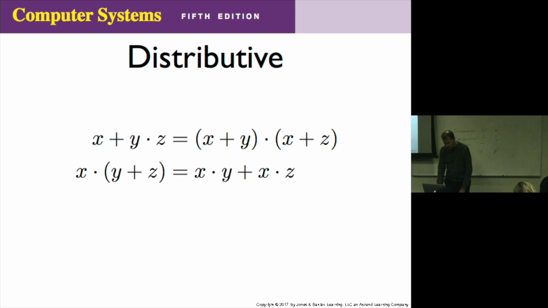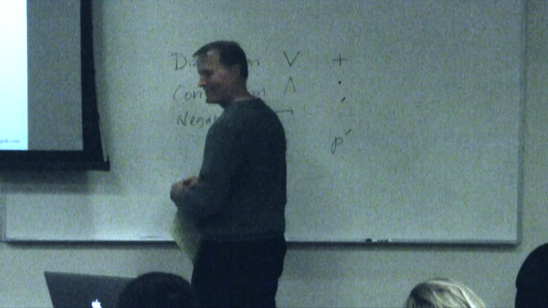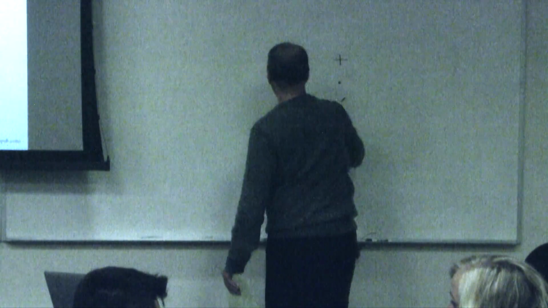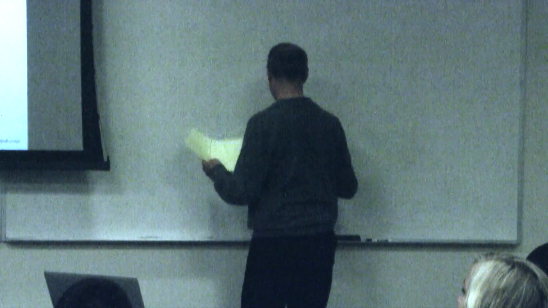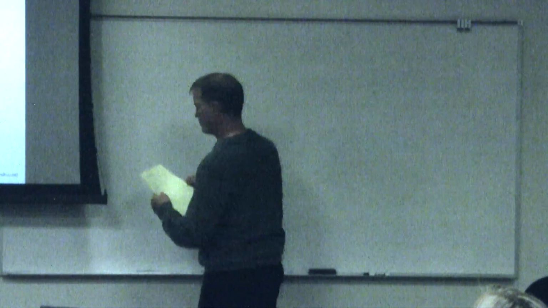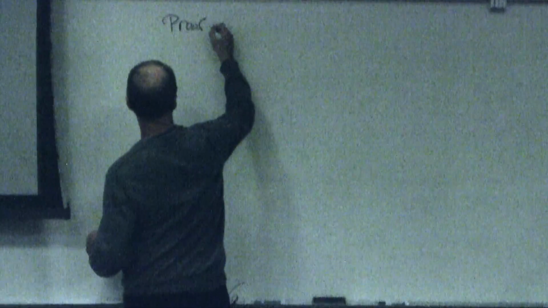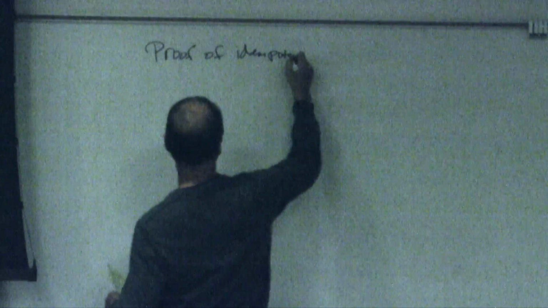All right, now let's do a proof. The first thing we're going to prove is the idempotent property. What does idempotency mean? X or X equals X. Let's prove idempotence. Proof of OR and AND. We're going to do them both.